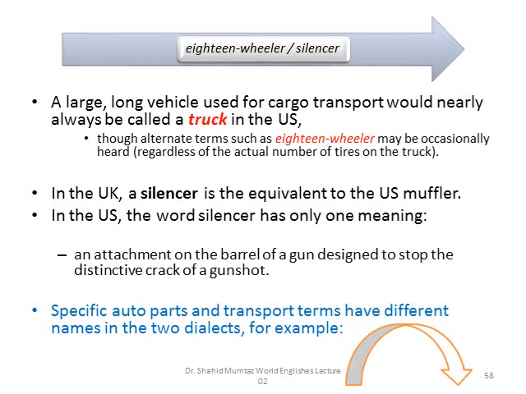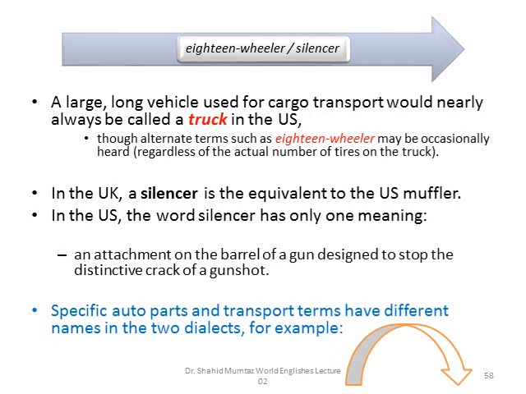A large long vehicle used for cargo transport would nearly always be called a truck in the US, though alternate terms such as 18-wheeler may occasionally be heard. Whether there are 18 wheels or more or less, it doesn't matter. In the UK, a silencer is the equivalent to the US muffler. In the US, the word silencer has only one meaning: an attachment on the barrel of a gun designed to stop the distinctive crack of a gunshot.